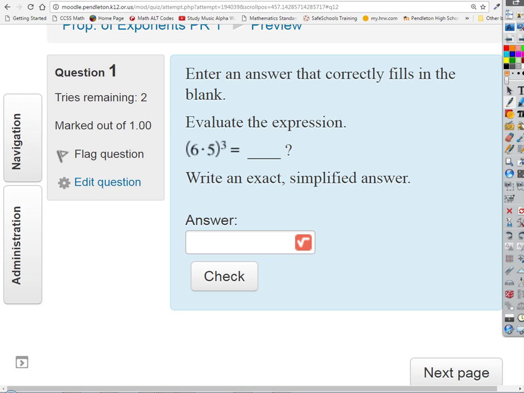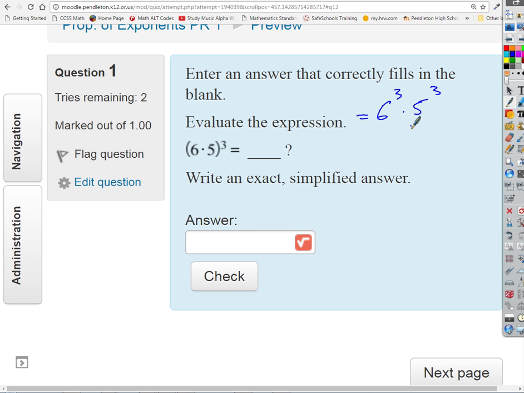About something like this? A couple of ways I can look at this one. Technically, using properties of exponents, what would I do if I have a product to a power? What could I do to the exponent? I could distribute it, right? I could write this as 6 cubed times 5 cubed.